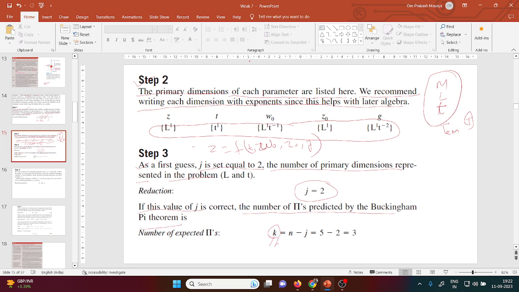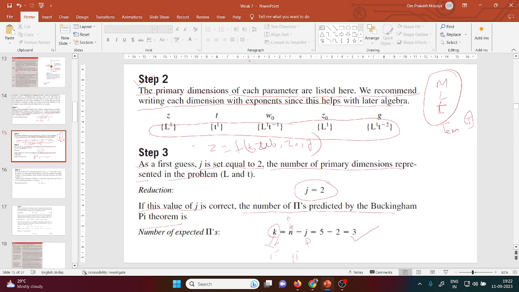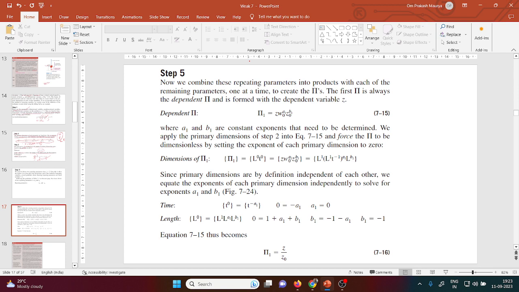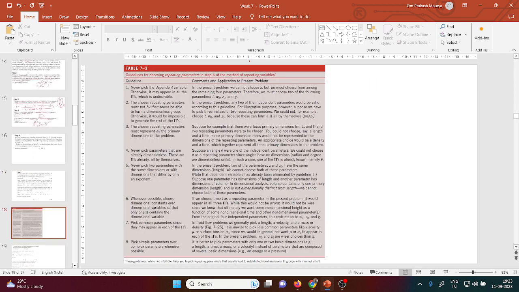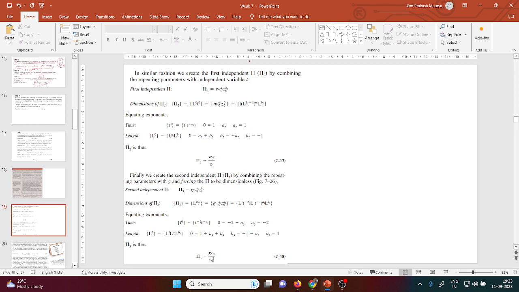K represents the number of pi, how many pi are required. n is your total number of parameters, how many? 5. They may be dependent, independent, or constant. And j is how many primary dimensions are involved in all the parameters, that is 2. So here the answer is 3. Three pi are required, that is, your pi 1 is a function of pi 2 and pi 3. We'll see whether pi 3 is required or not. Yes, pi 3 will be required.